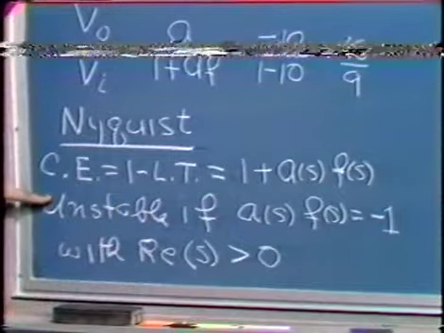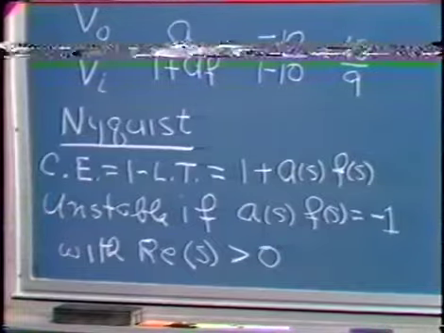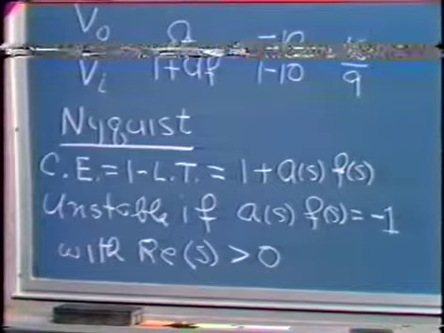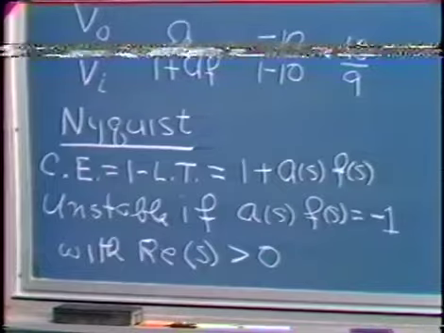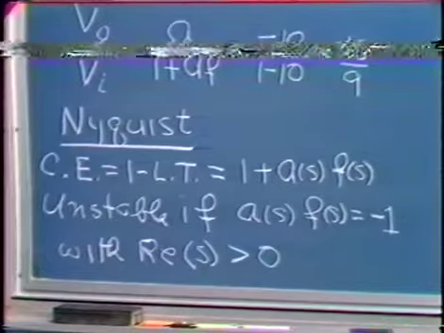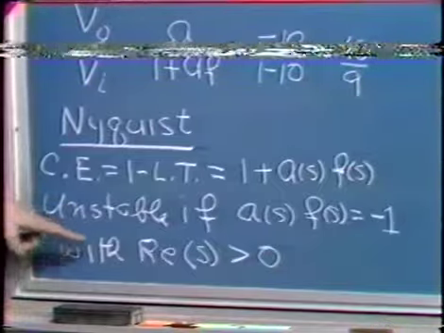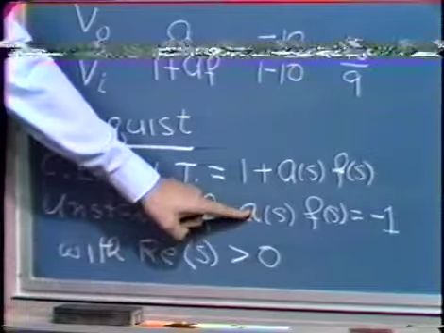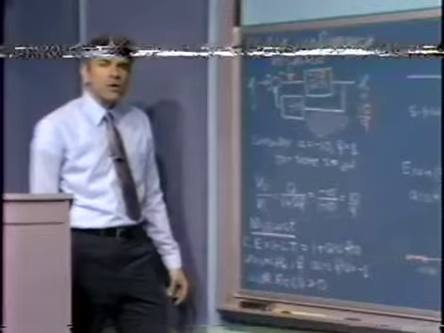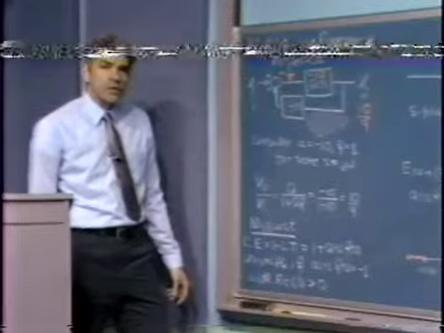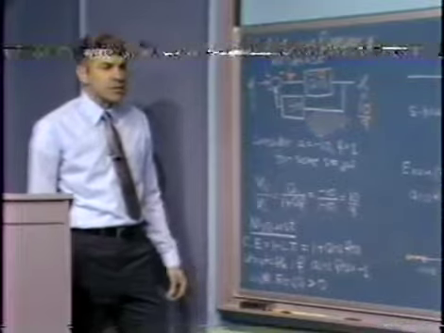Our system will be unstable if the closed loop poles exist for values of S with positive real parts. In other words, if the system has closed loop poles lying in the right half of the S-plane. So our stability test is to determine if there are any values of S with positive real parts for which A of S, F of S equals -1. If there's one or more than one value of S with a positive real part for which A of S, F of S equals -1, the system is then unstable.